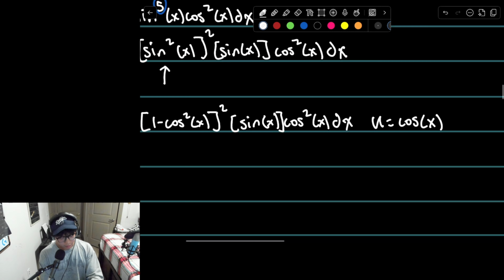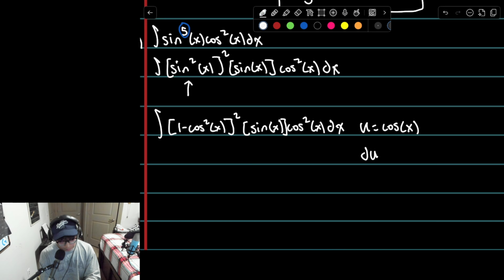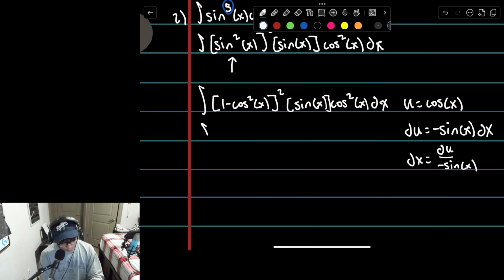And the reason for that is because we want to try to eliminate this sine of x right here. This will then make our du negative sine x dx, and making our dx equal to du over negative sine x. Now that we have all of that information, we know that every single cosine will be u. So this becomes 1 minus u squared. We know that this sine of x cancels, which leaves us with another negative sign. So let's put that outside here.